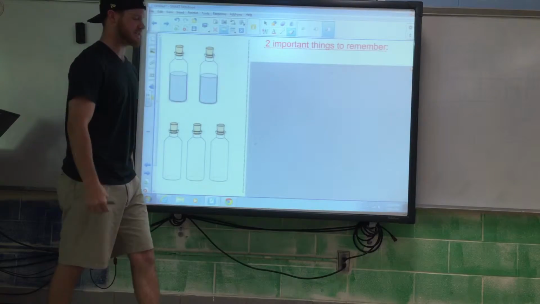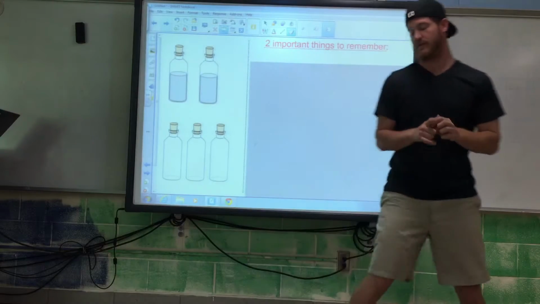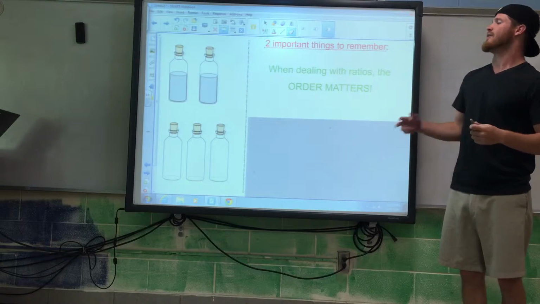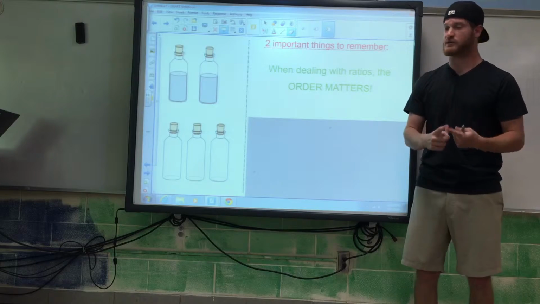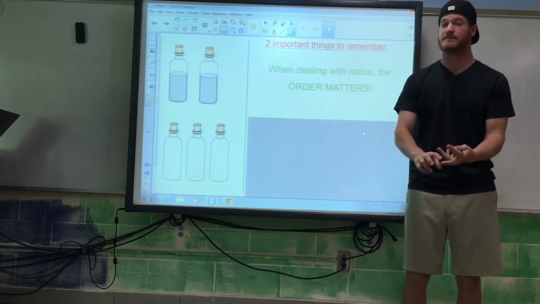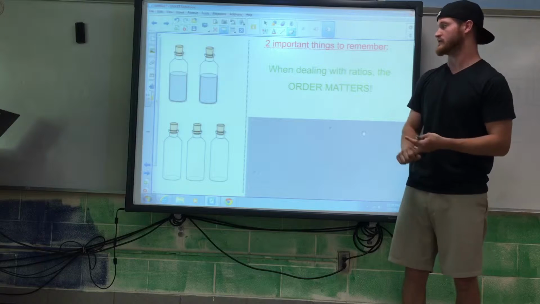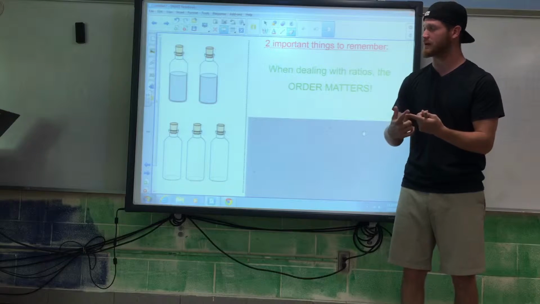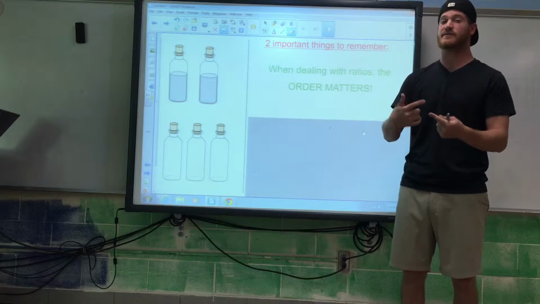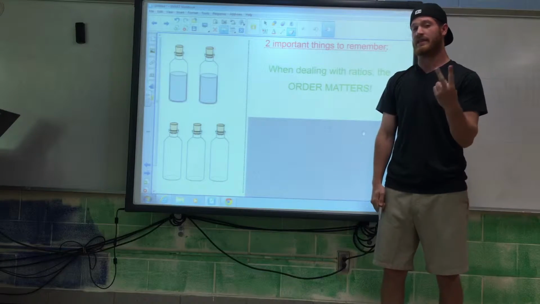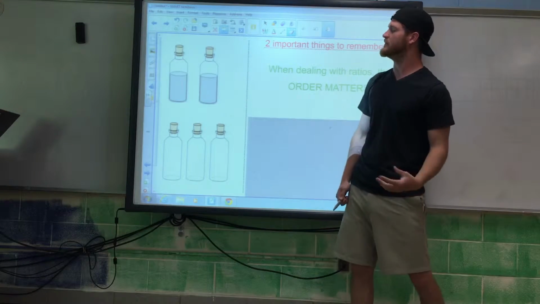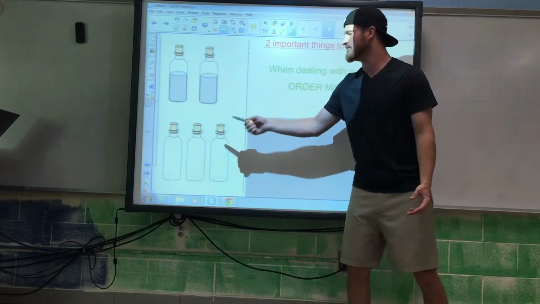Now, when we deal with ratios, there are two key things to remember. The first one is that when we deal with ratios, the order matters. So if it says filled first, we have to put that number first. If it says empty first, we've got to put that number first. Let's say we're looking for filled bottles to empty bottles. Because it says filled bottles first, I've got to count how many filled bottles we have over here. That'd be 2. So the ratio of filled to empty would be 2 to 3.